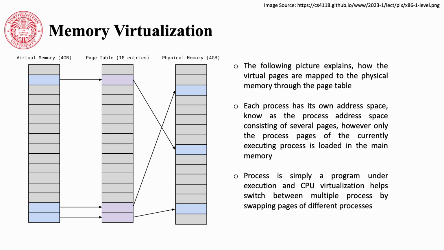Let's say there is a process A, which consists of 5 such pages. Each of these pages will be loaded into the page table. So when the CPU is looking to execute process A, it will use the page table, locate the virtual pages for process A, and then load them into the physical memory so that the CPU can access and execute process A.